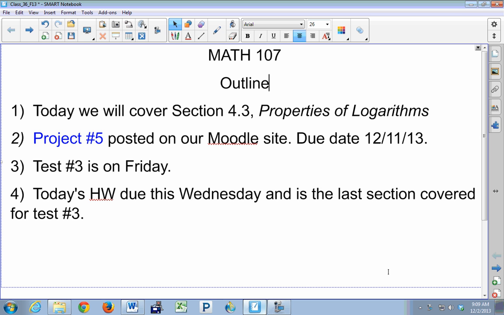It's due a week from Wednesday, 2/11. Test 3 is on Friday. Today's material, just like in the previous 2 exams, is the last material covered, so you don't have that full week to do the homework. Today's material will be the last material covered for test 3.